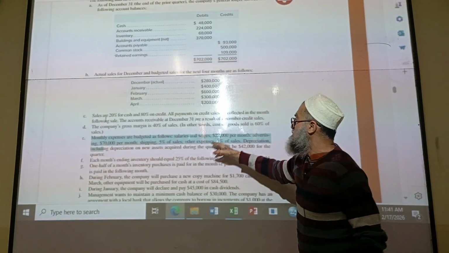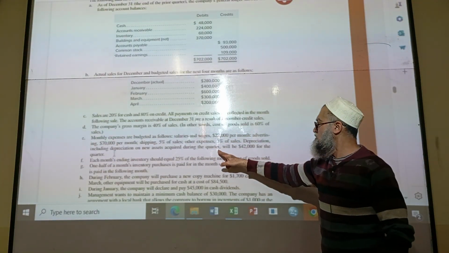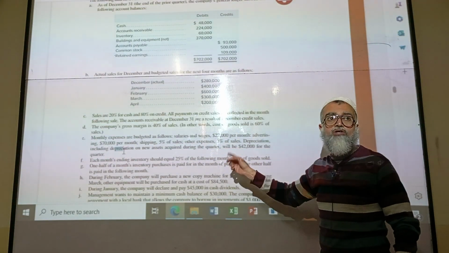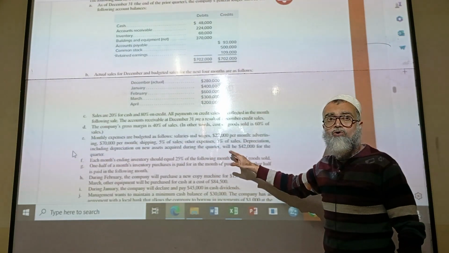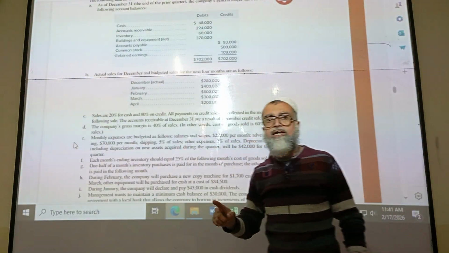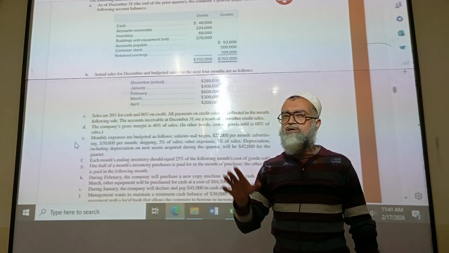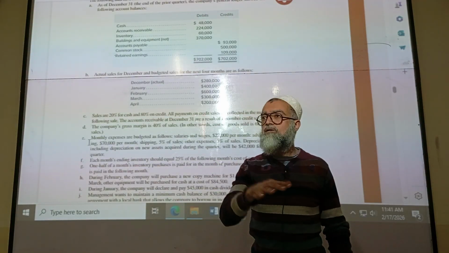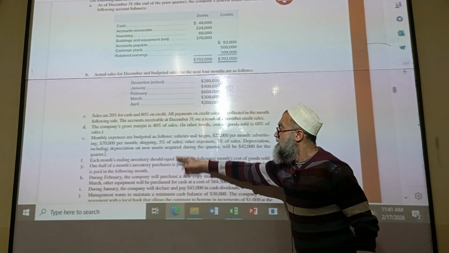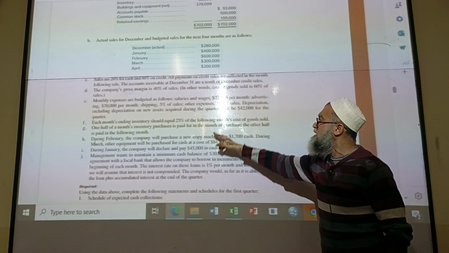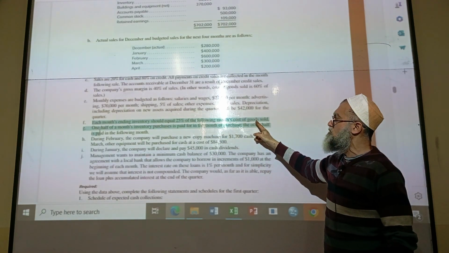Now the next thing is your depreciation, which is 42,000 for the whole quarter. Now this is for the whole quarter, not per month. Remember once again, I won't be giving you for the whole quarter, I will be giving you for each and every month, so you will need to multiply for 3 months. Then each month's ending inventory should be equal to 25% of the following month's cost of goods sold.